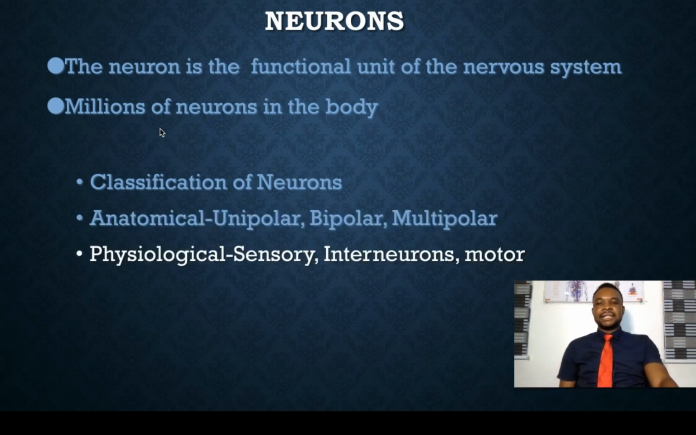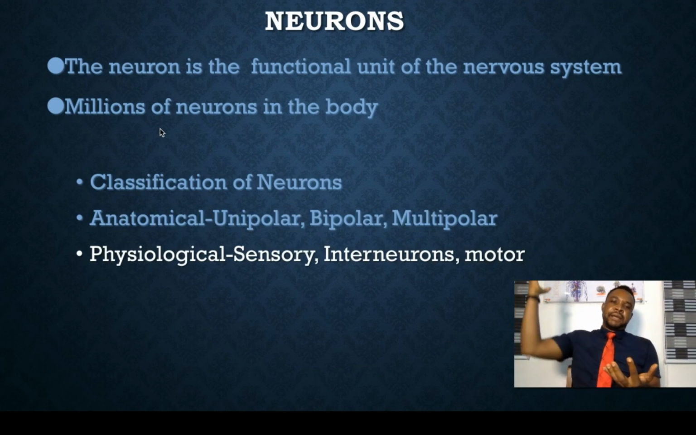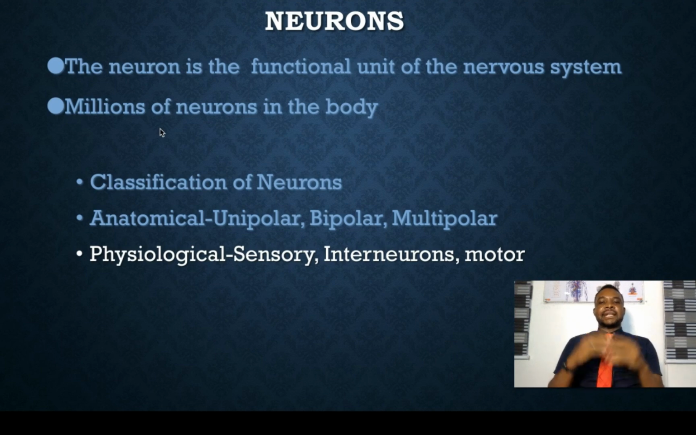Physiologically, neurons can be classified into sensory neurons. Sensory neurons convey information, impulses from the external environment through the special senses to the brain for interpretation. Then we have interneurons. Interneurons are neurons that are between the sensory and the motor neuron. And the motor neuron is the one that conveys the already interpreted information back to the organs, the effector organs. So those are the three types of neuron.